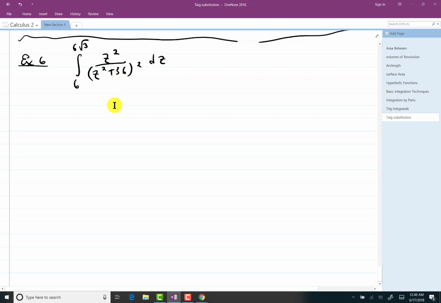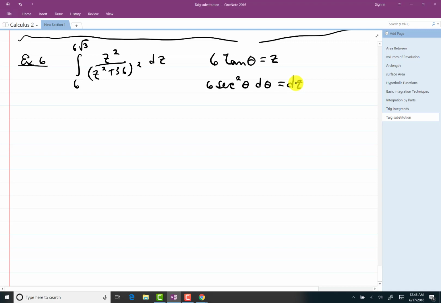In fact, what would be a good one to use? Well, 6 tangent of theta equals z would be a really good one to use. And then let me take the derivative. 6 secant squared theta d theta equals dz.